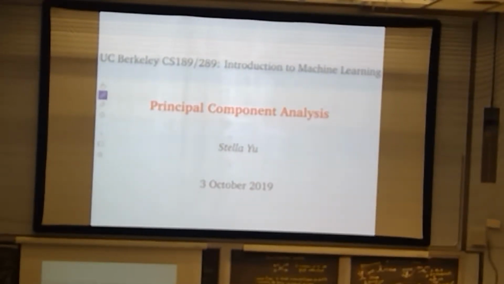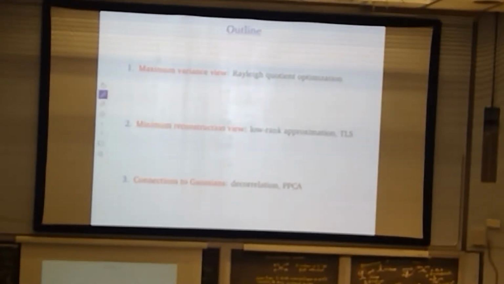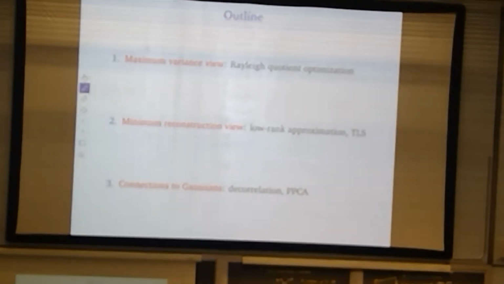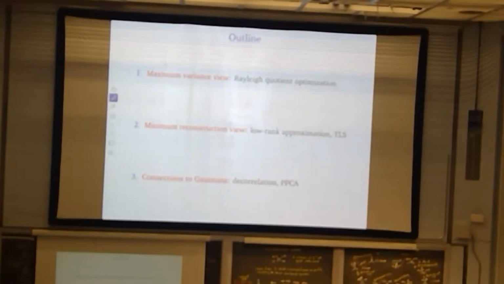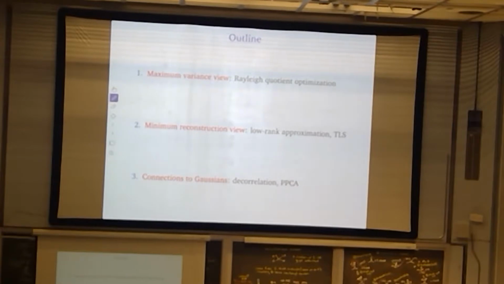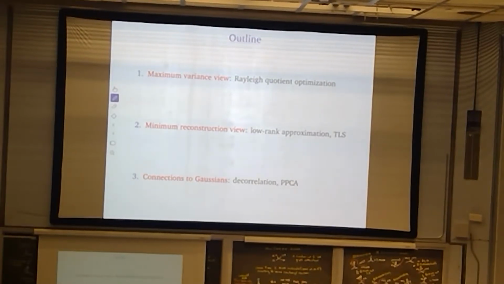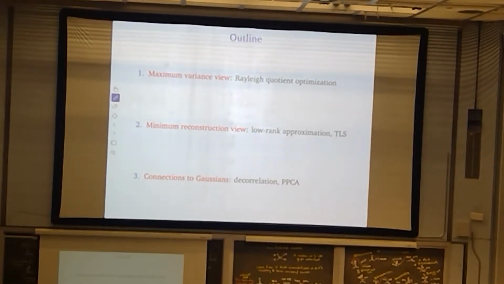Principal component analysis, so-called PCA, is an unsupervised learning approach. We're going to talk about there are different ways of looking at PCA. One is the maximum variance view, the other is the minimum reconstruction view. And the PCA is intimately connected to Gaussians. It assumes that the data has a Gaussian distribution. So if your data is not a Gaussian, you probably need to think about whether PCA is meaningful.